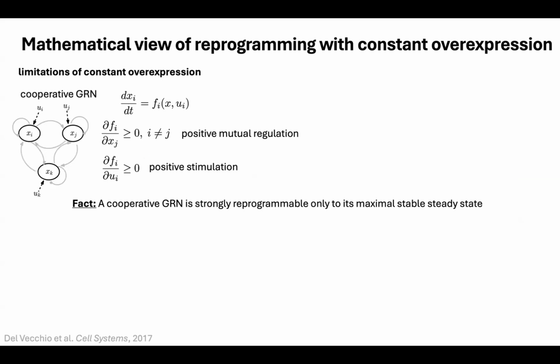So now I want to point out that there are some limitations to constant overexpression. In particular, we have a fact here that has a proof, but I'm not going to go into the proof here: a cooperative gene regulatory network, a network where you have essentially activation among all the nodes, is strongly reprogrammable only to its maximal stable steady state.